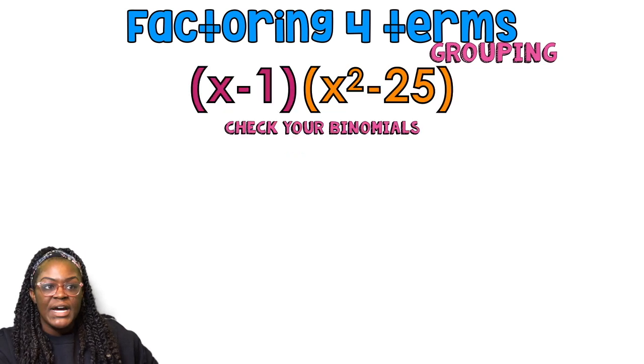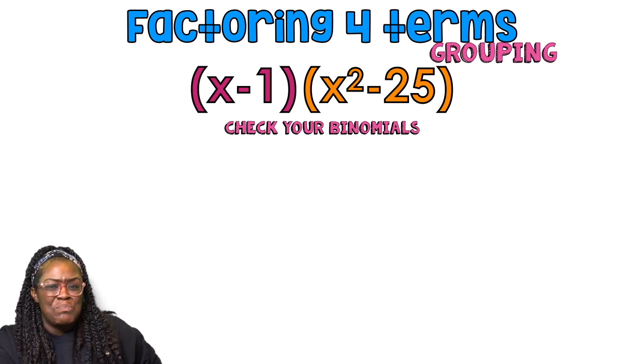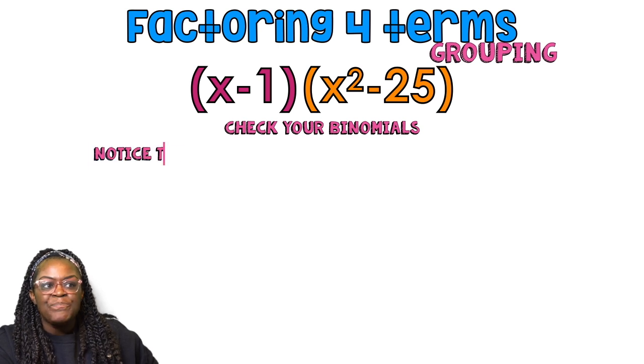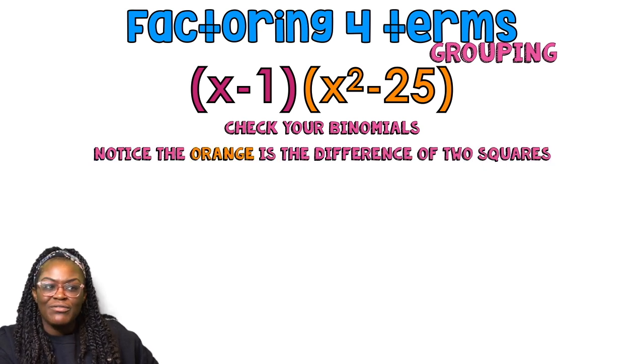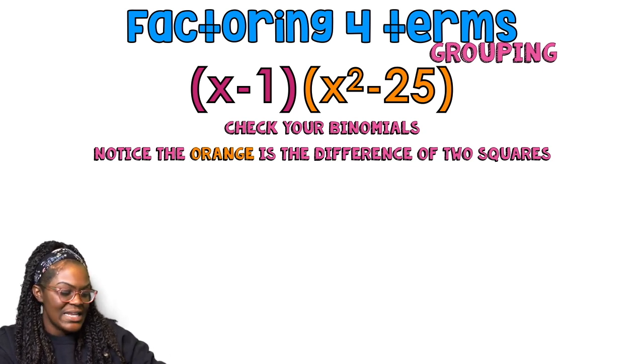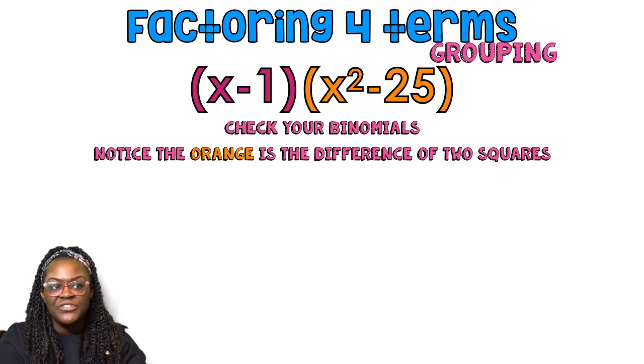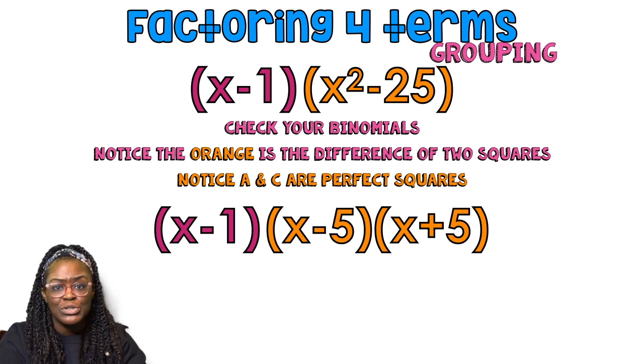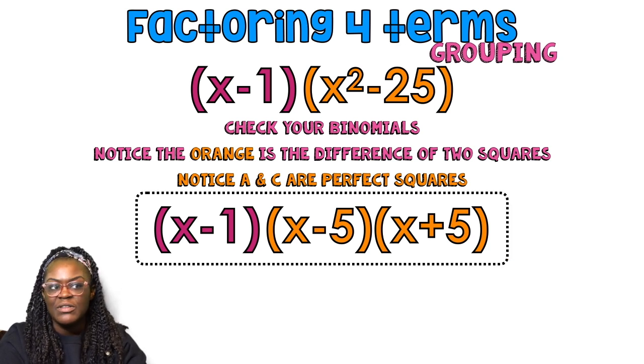Boom. But because you are a factoring pro right now, when you're looking at those binomials, you're going to recognize that the orange one is actually the difference of two squares, because x squared is a perfect square, 25 is a perfect square, and there's a minus in between them. So when there's a minus in between them, you know that that's the difference of two squares. So you're going to go ahead and factor the difference of two squares because you know what you're doing. And then this would actually be the final answer. So not that big of a deal. That's your problem in a nutshell, bada bing, bada boom. Okay.